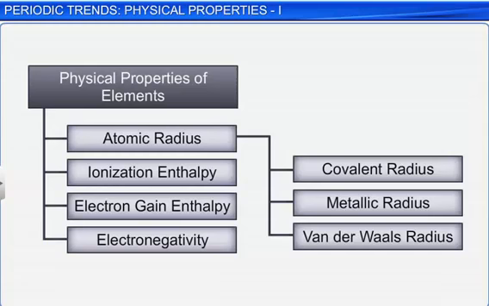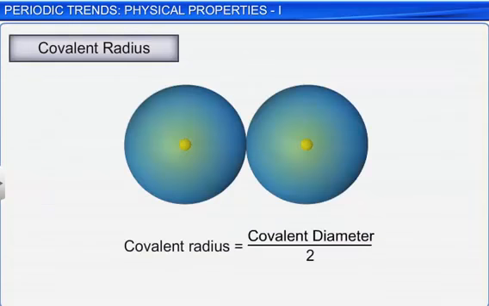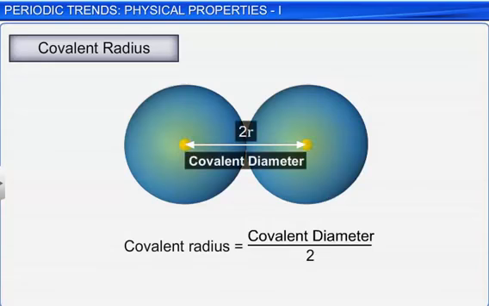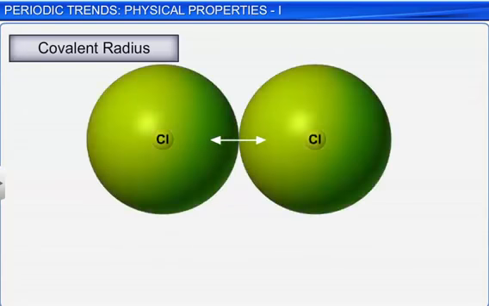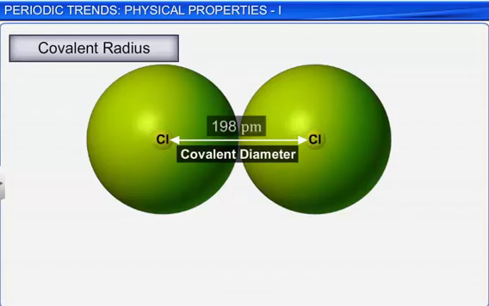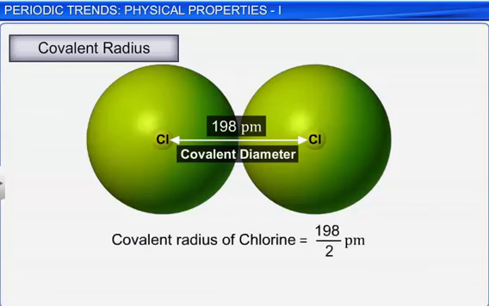Covalent radius is a general term which is used in reference to non-metals. A covalent radius is 1/2 of the distance between the nuclei of two atoms, held together by a covalent bond in a homodiatomic molecule. For example, the internuclear distance between the chlorine atoms in the chlorine molecule is 198 picometers. Therefore, the radius of a chlorine atom is half of this distance, which is 99 picometers.